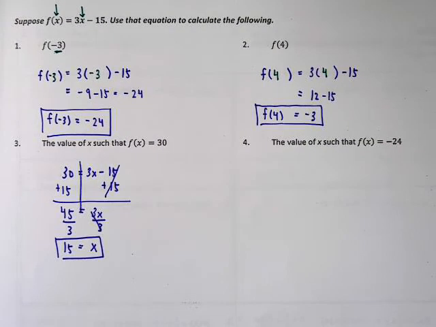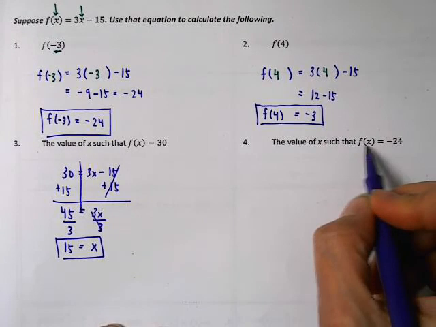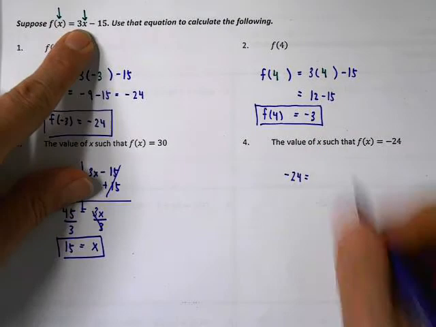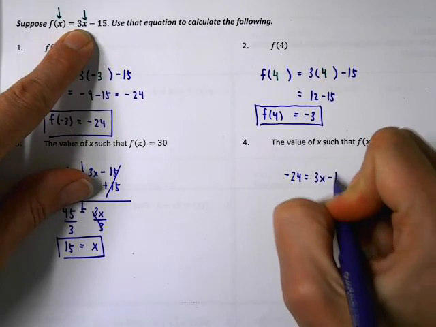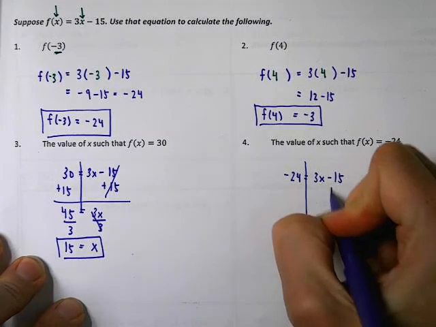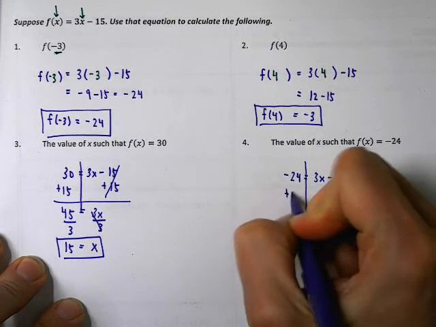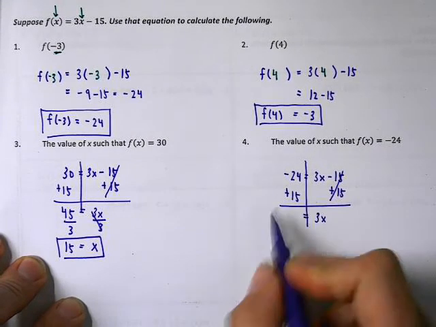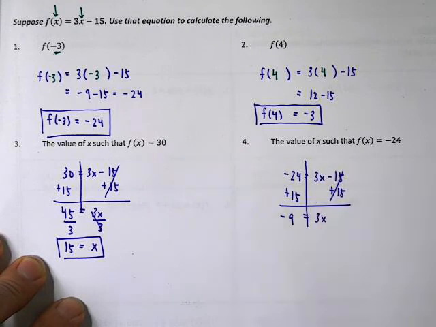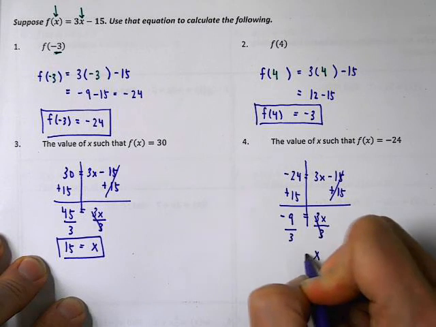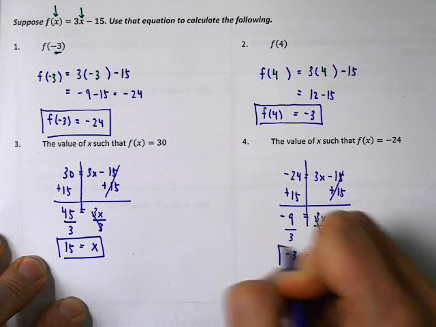All right, and for the last one again, this is one where we're substituting the value of f of x. So f of x I know is negative 24, and I know that's equal to my 3x minus 15. And again, we're going to solve one last time here. So adding 15 to both sides, I'm left with 3x. Now negative 24 plus 15 is going to give me a negative 9. To get x by itself, I'm going to divide by 3. And so x is equal to negative 3.